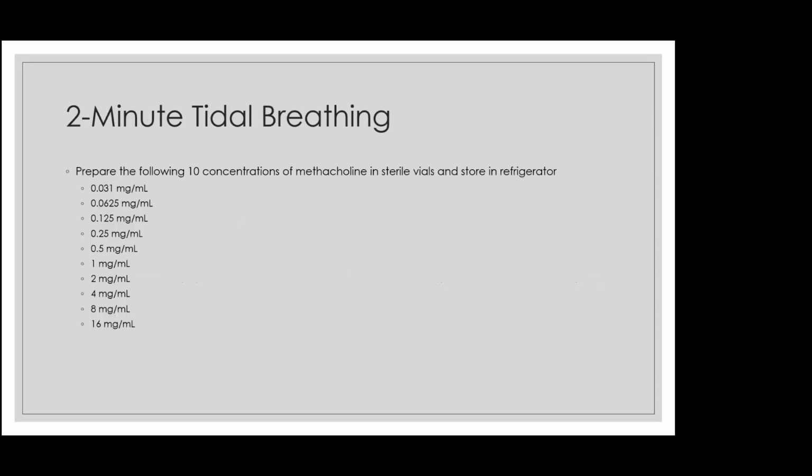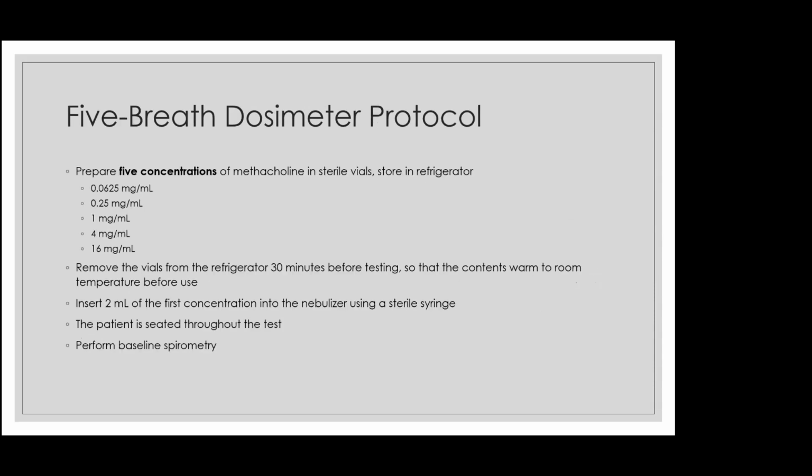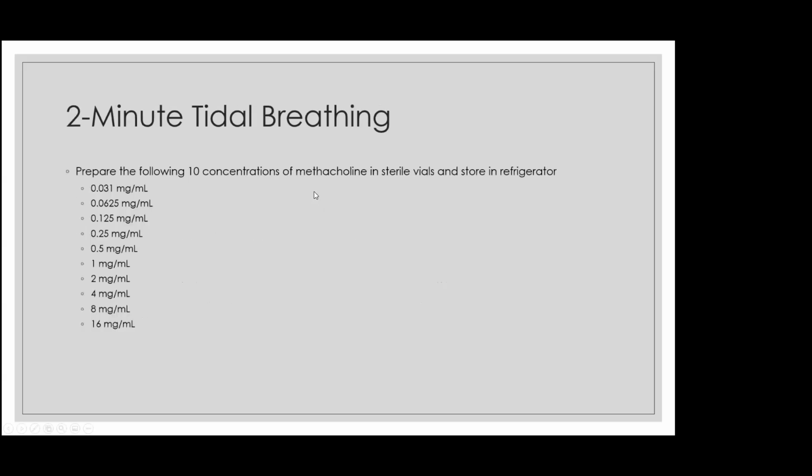So the next protocol is the 2-minute tidal breathing, a slight variation. Instead of preparing 5 concentrations, you prepare 10 concentrations of methacholine. If you note last time with the 5-breath dosimeter protocol, each concentration is essentially quadrupled from 0.0625 to 0.25 to 1 to 4 to 16. But with the 2-minute tidal breathing, they recommend doubling the dose of each concentration. Again, up until 16 milligrams per milliliter.